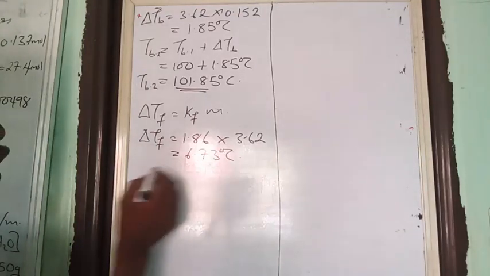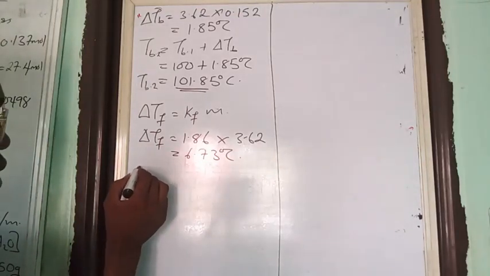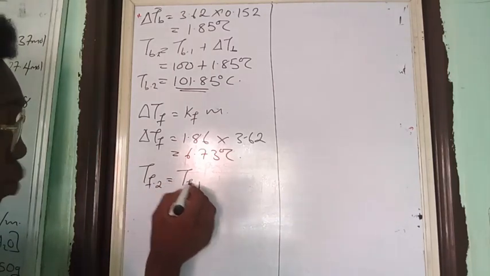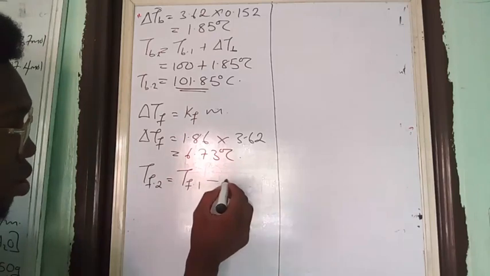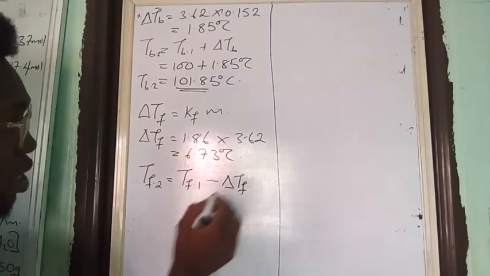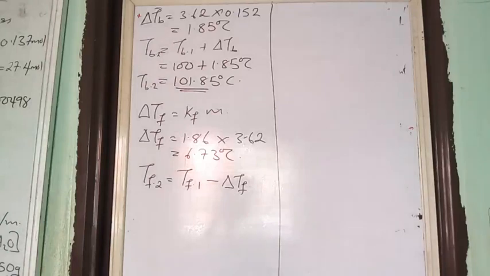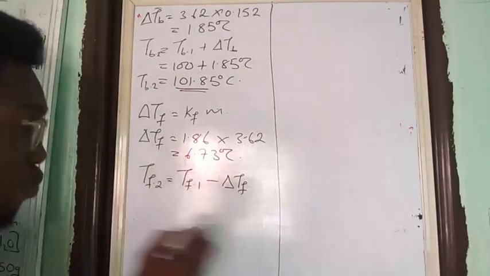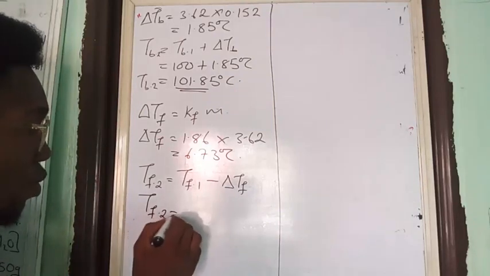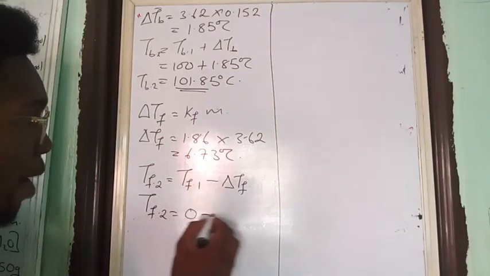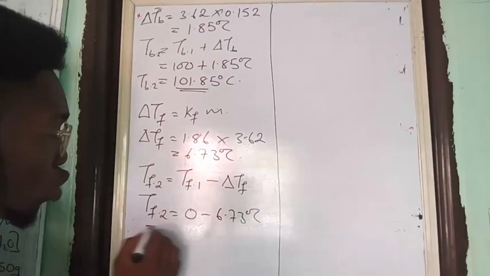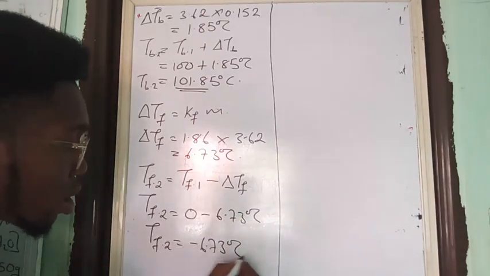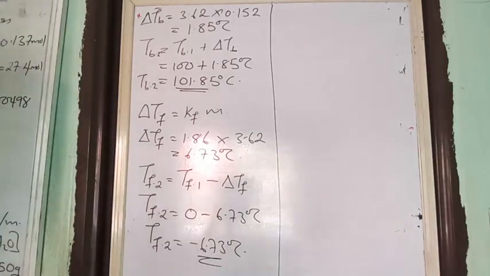So that means our new freezing point, Tf2, will be Tf1, the normal freezing point of water, which is 0 degrees, minus the change in Tf. Why am I subtracting? Because I know that there is a decrease in freezing point. Freezing point depression. So our final answer will be 0 minus 6.73 degrees Celsius. So the new freezing point will be minus 6.73 degrees Celsius.